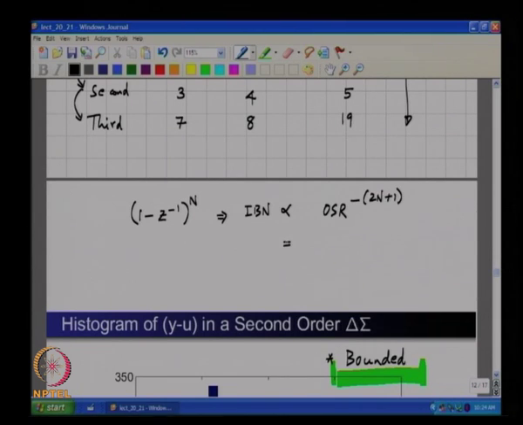Which is therefore how many bits per every doubling of the OSR? N plus half bits per every doubling of the OSR.